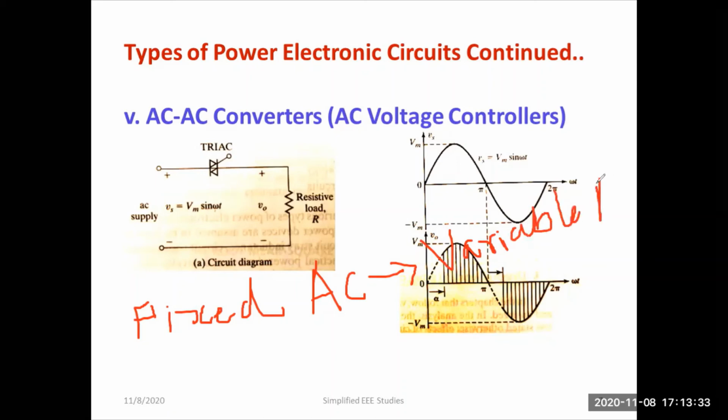Variable AC. To satisfy the load requirement, fixed AC will be converted into variable AC with the help of an AC voltage controller. The main component of an AC voltage controller is the triac. The full form of triac is triode for alternating current. It is an anti-parallel connection of SCRs. You can observe the anti-parallel connection of SCRs.